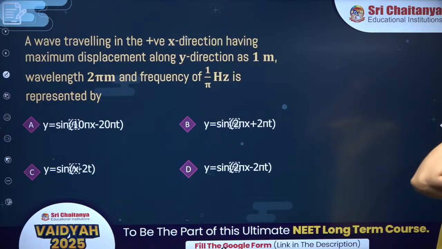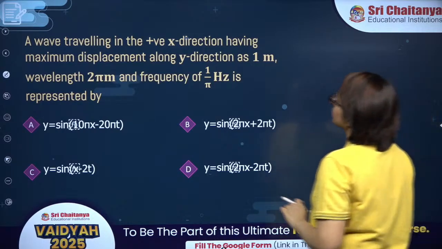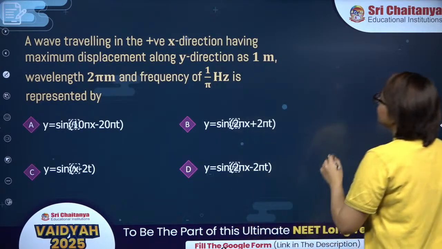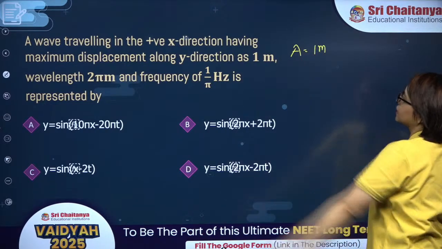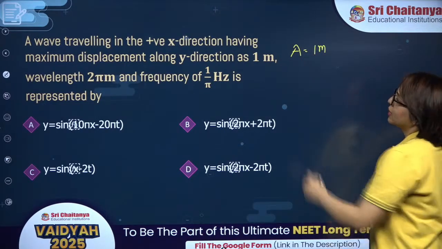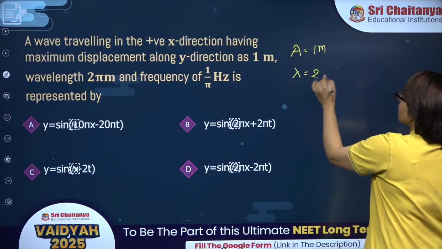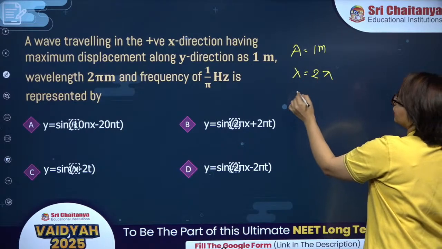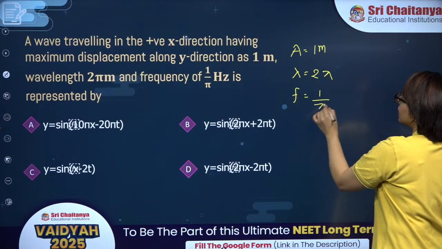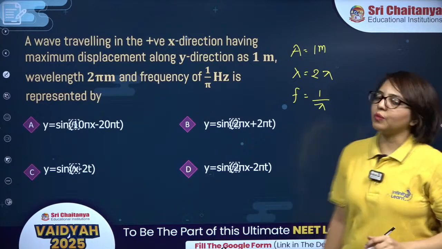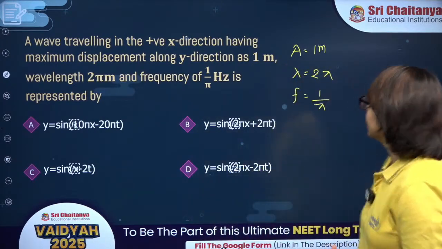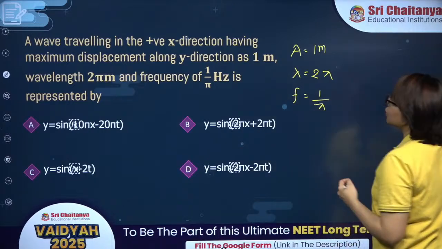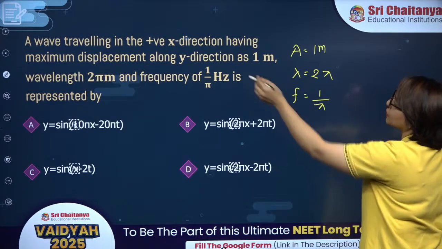Next is this one. A wave traveling in the positive x direction has maximum displacement along the y direction as 1 meter. Maximum displacement is nothing but the amplitude. Wavelength is 2 pi meter and frequency is 1 upon pi hertz. Then what is the equation of that wave?